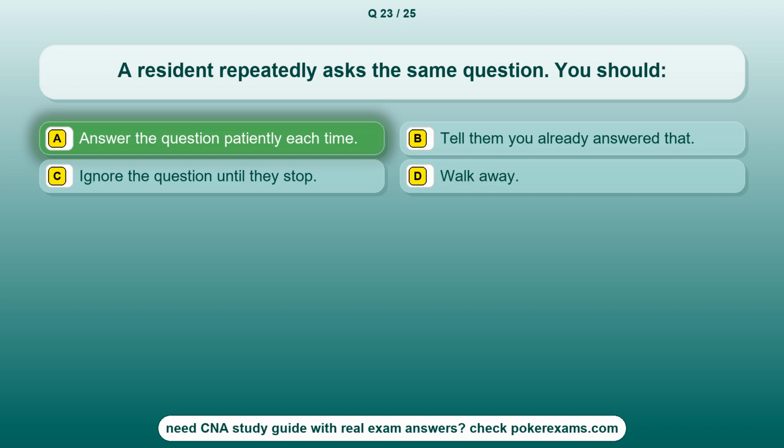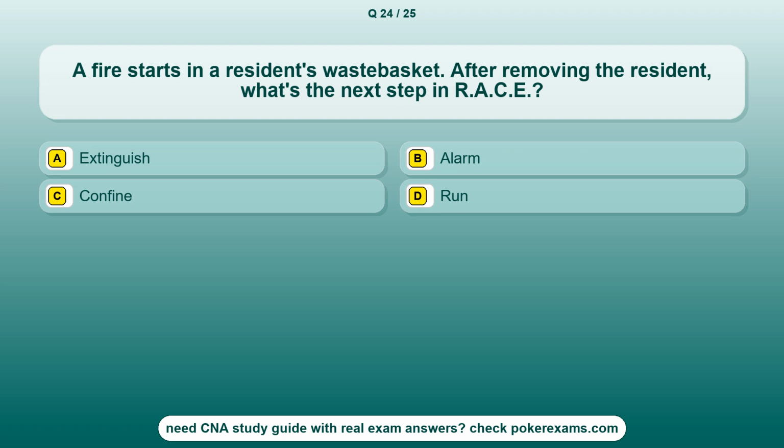The correct answer is option A. Answer the question patiently each time. Question 24. A fire starts in a resident's wastebasket. After removing the resident, what's the next step in RACE? Option A. Extinguish. Option B. Alarm. Option C. Confine. Option D. Run.